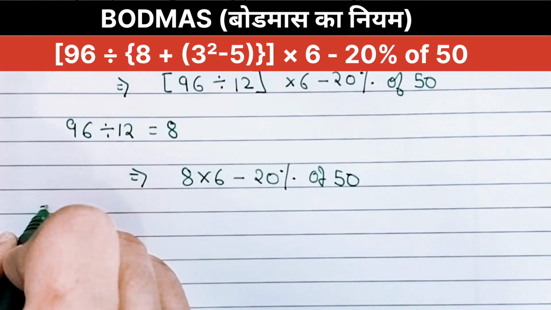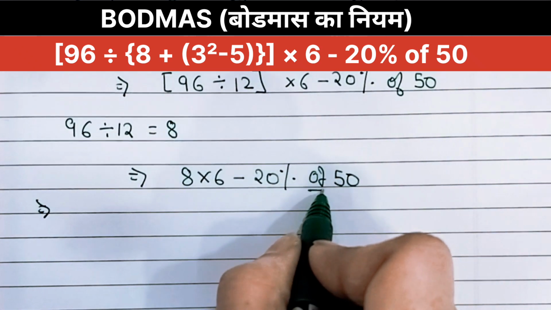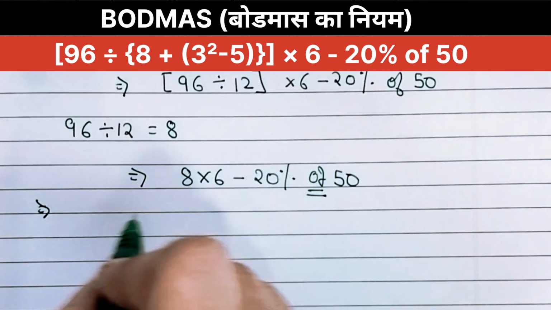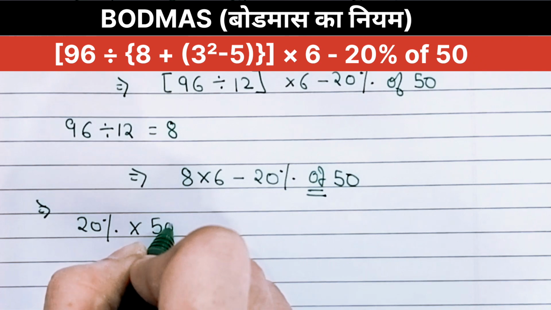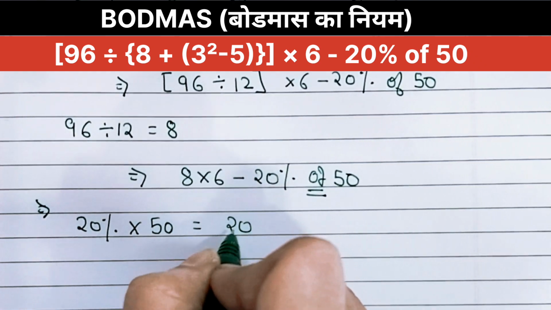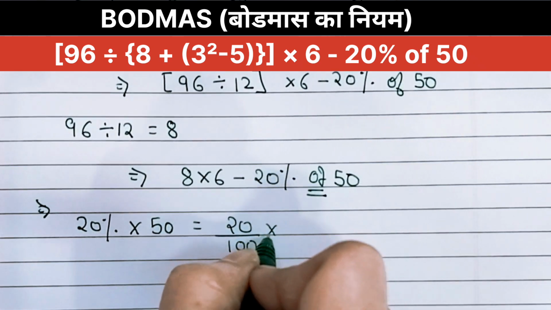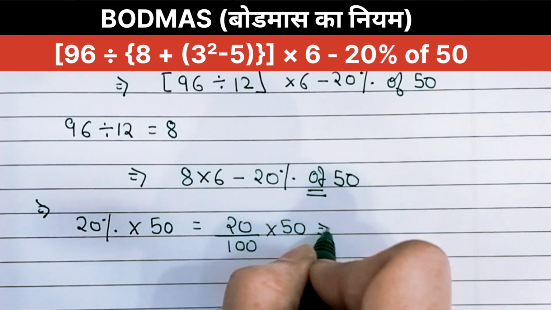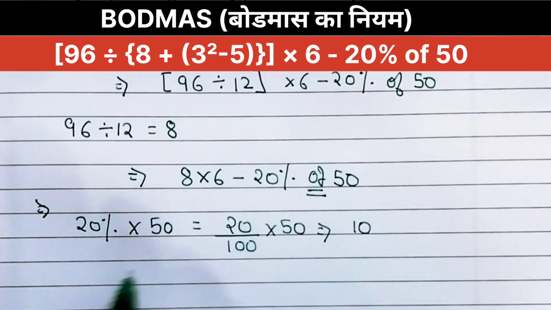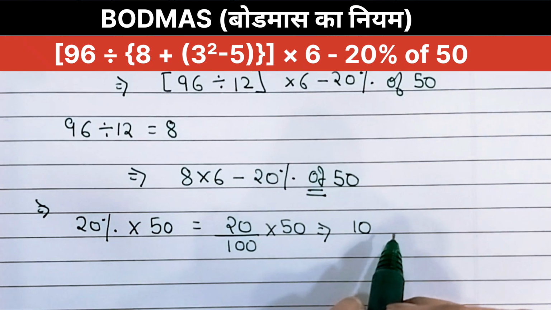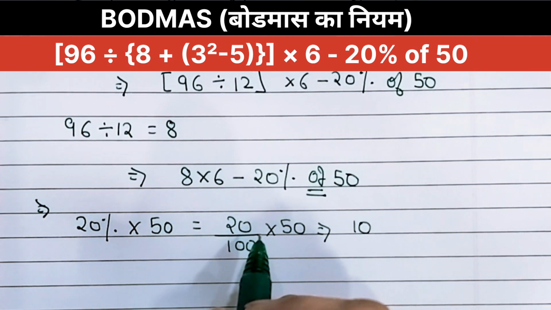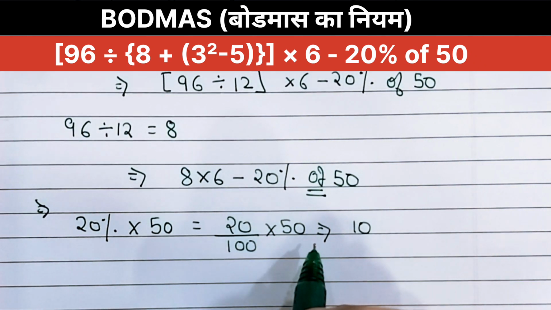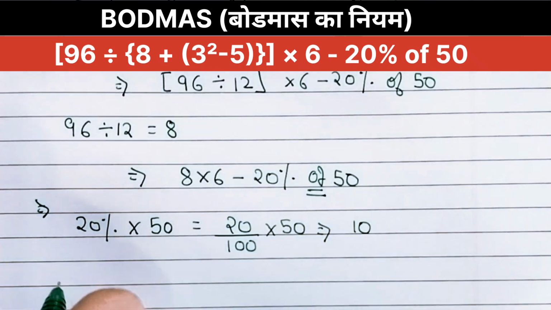Move to the next step. Next step says solve the of part. Of part: 20% of 50 means 20% multiplied by 50. Now simply calculate it. 20 upon 100 multiply by 50, cut down the zeros and we get 10 as a result. According to this step, the O in BODMAS stands for of, which mathematically acts as a multiplication and it takes priority over the standard multiplication and subtraction.